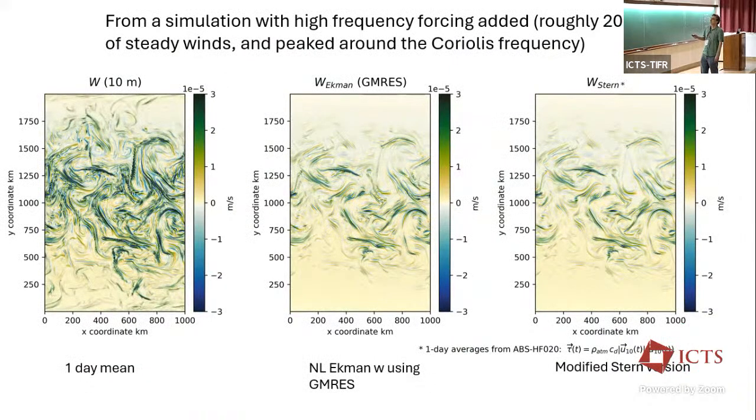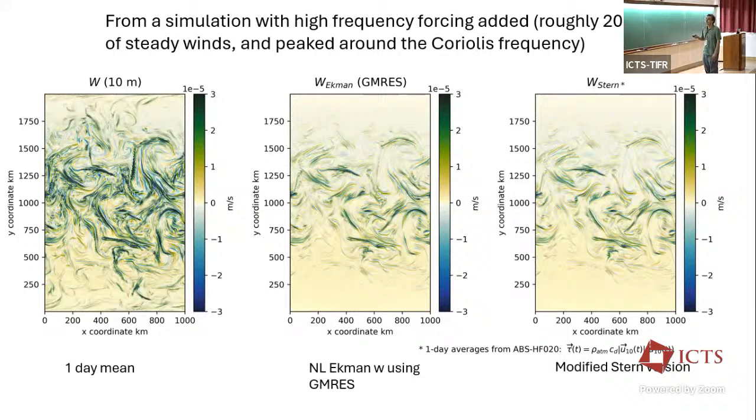This is comparing my GMRes and my modified Stern, and they look, it's not that bad, right? GMRes is really an expensive way to do this, in a sense. There are some differences, but the main difference is that my W is now less similar to my nonlinear Ekman calculation. So my low pass W is less similar to my Ekman calculation than was the case when I did not have the high frequency forcing.